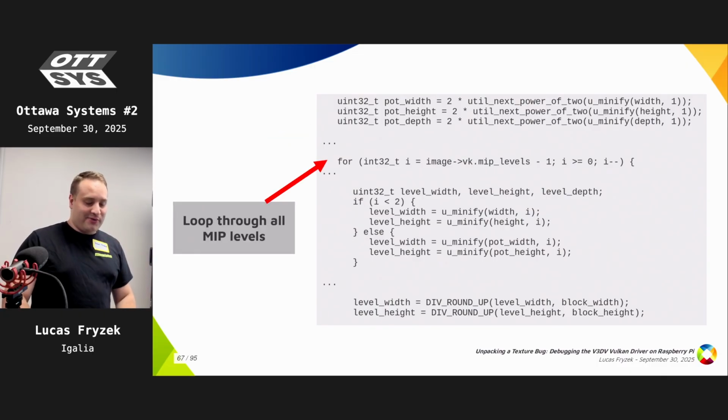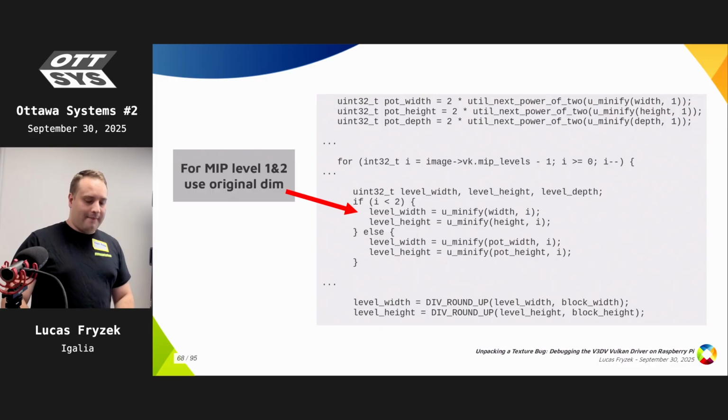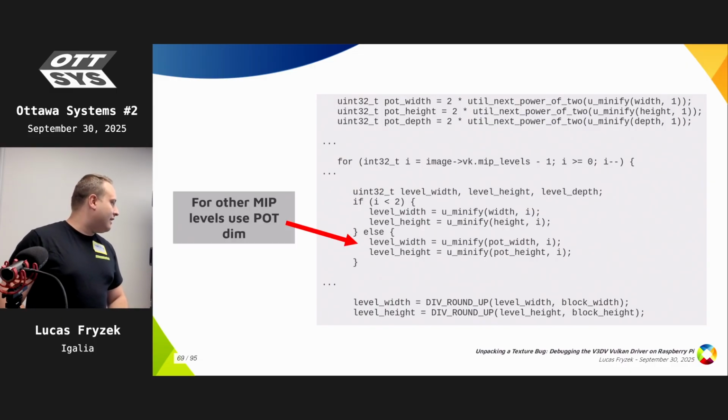Next, it's going to loop through all the different MIP levels of the image. So an image can have a bunch of different levels. And then if the level that we're looking at is not 0 or 1, we'll compute the MIP dimension size based on the original width and height. But for any other one, we're going to use this power of 2 to actually get the padding.